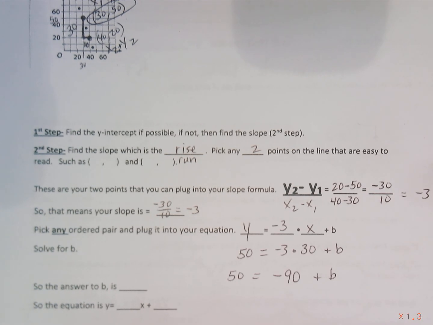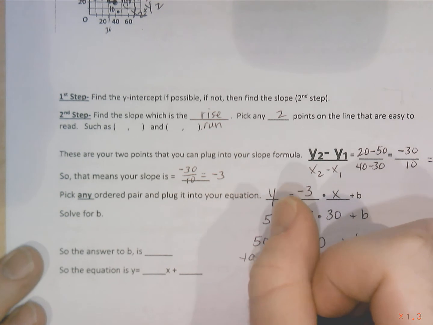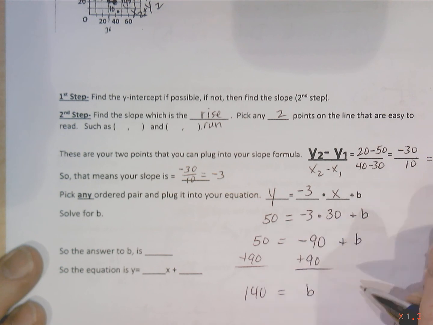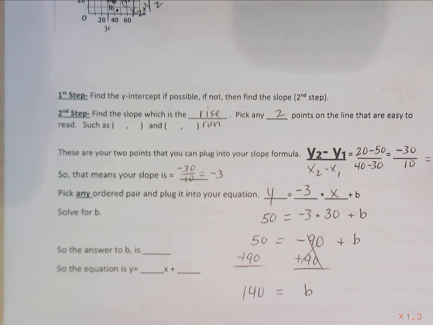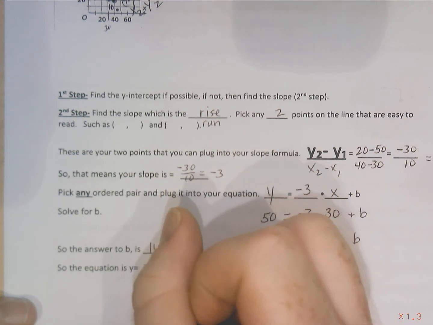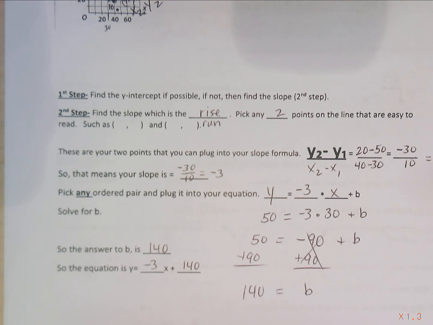So this is a one-step equation. So we're going to add 90 to both sides. We get 140 equals b. This cancels out. So this can be your y-intercept. So the answer to b is 140, and the equation will be y equals negative 3x plus 140. So it is much bigger than 100, and this looks about right.